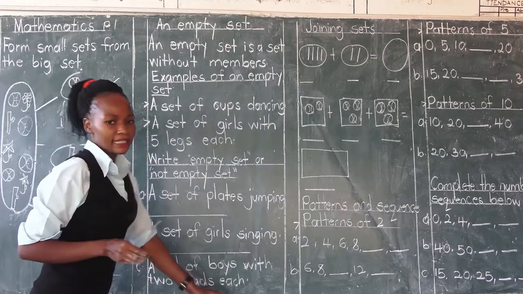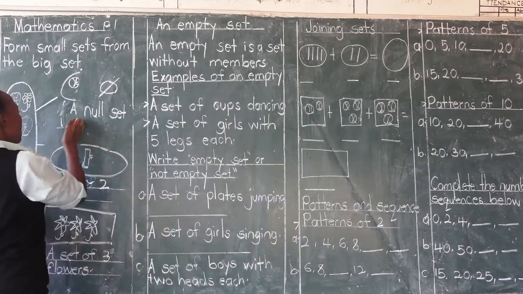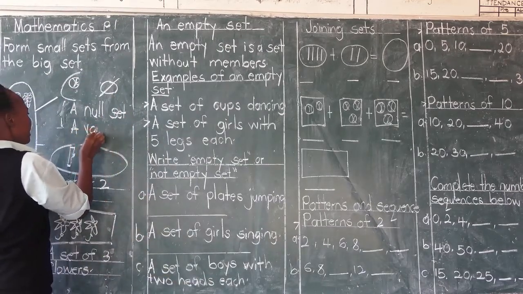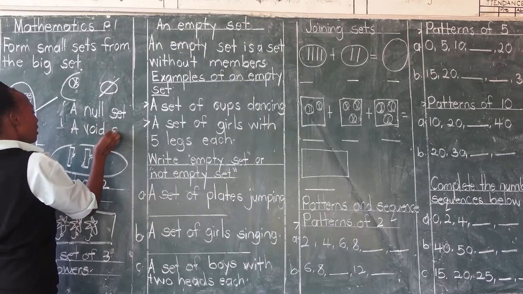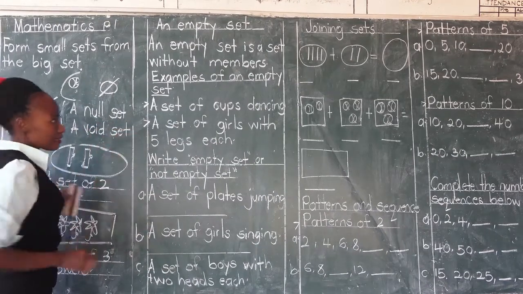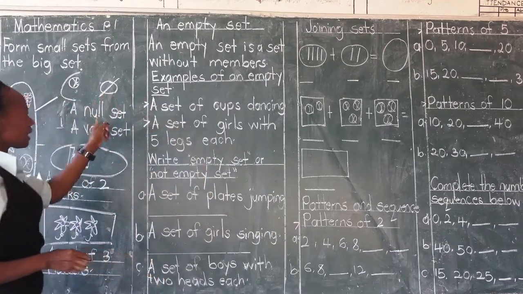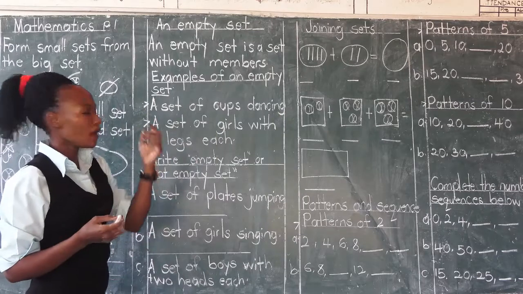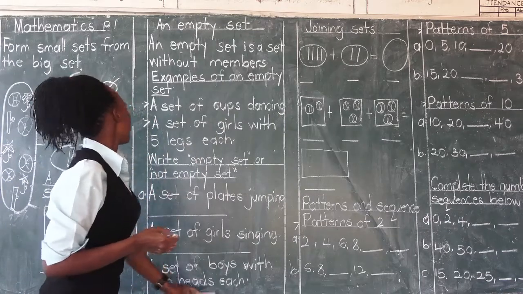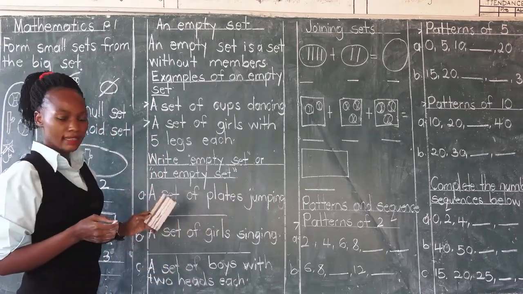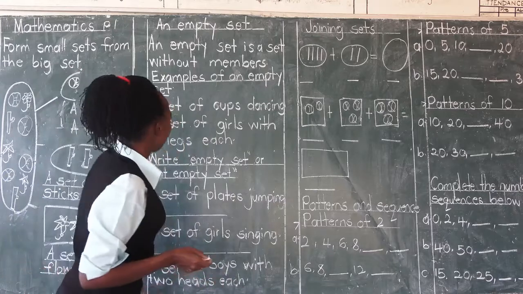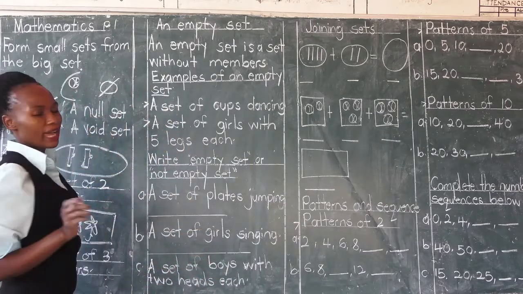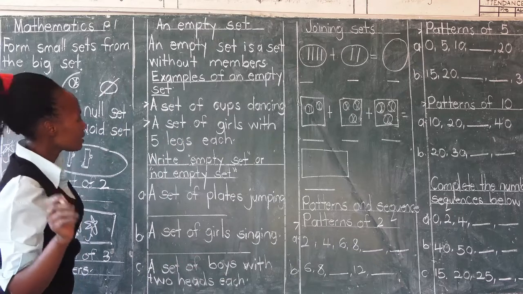If you don't say that, there is another name. You can say a void set. Still, even these ones, you can say a null set is a set without members, or a set with no members. Or still, even void set, you can say a set without members. And this is the symbol for an empty set or a null set.